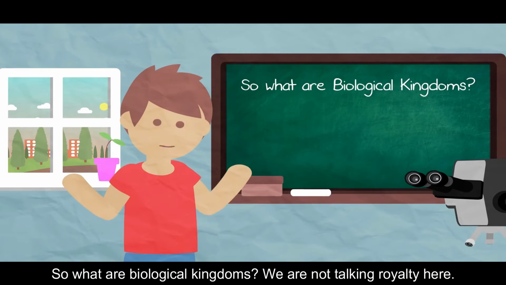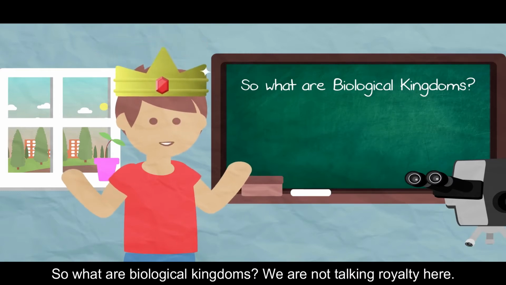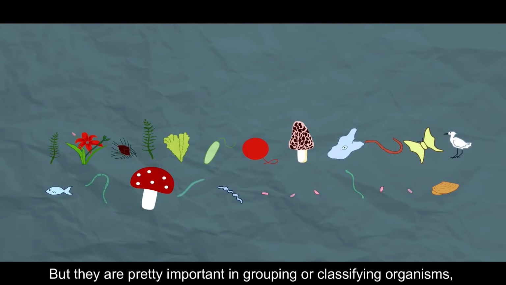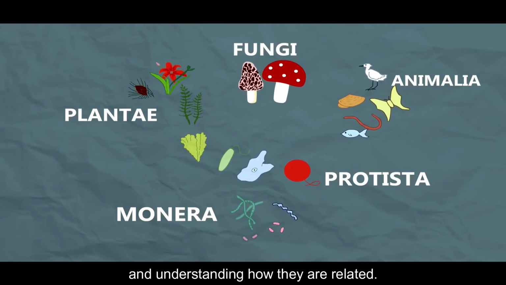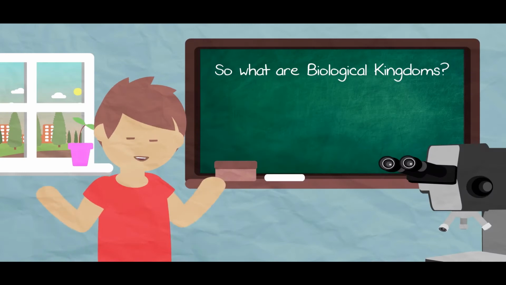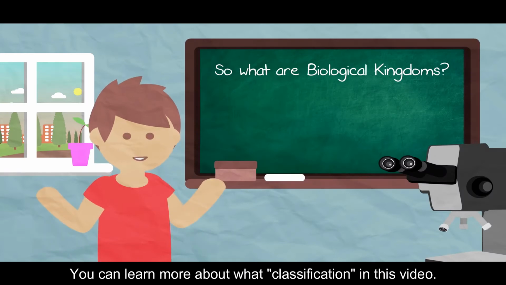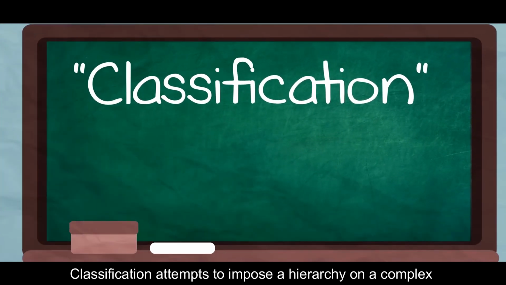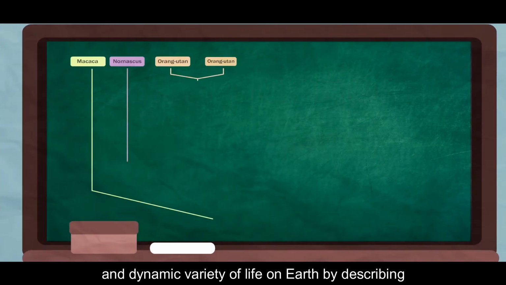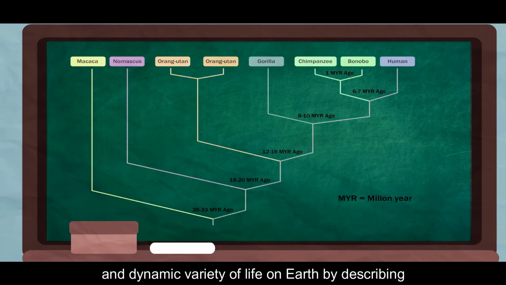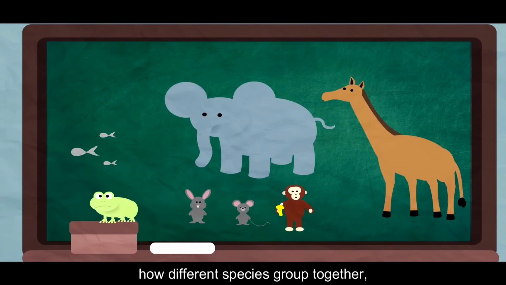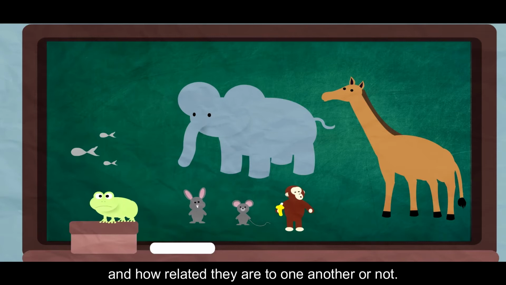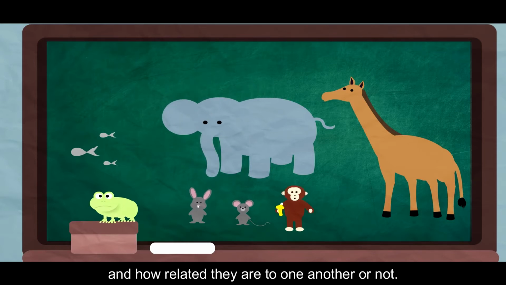So what are biological kingdoms? We're not talking royalty here, but they're pretty important in grouping or classifying organisms and understanding how they are related. You can learn more about what classification is in this video. Classifications attempt to impose a hierarchy on a complex and dynamic variety of life on Earth by describing how different species group together and how related they are to one another or not.